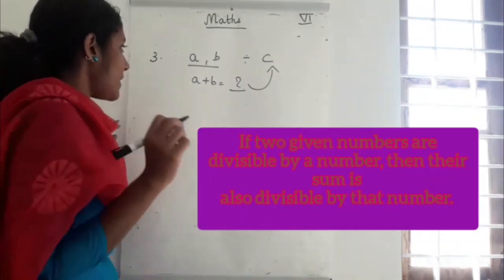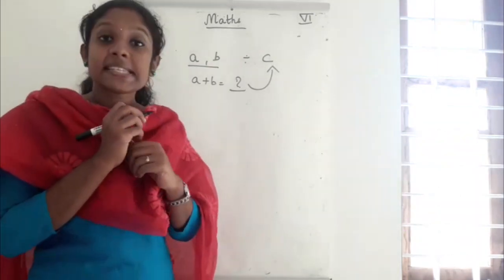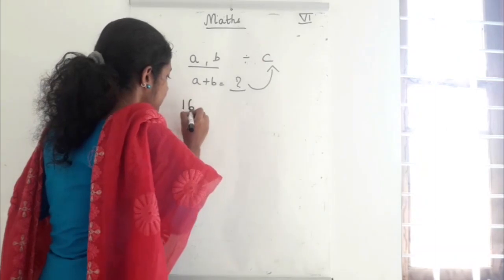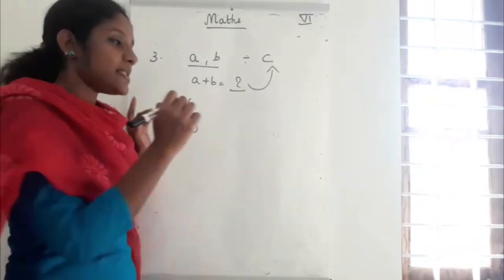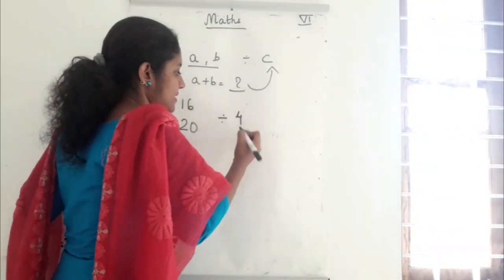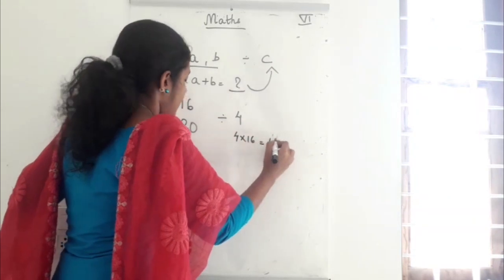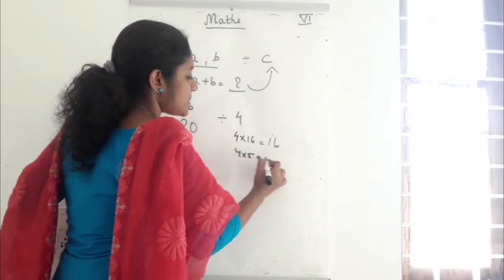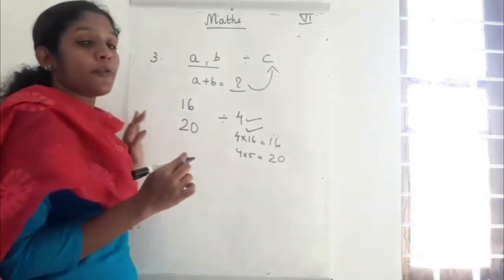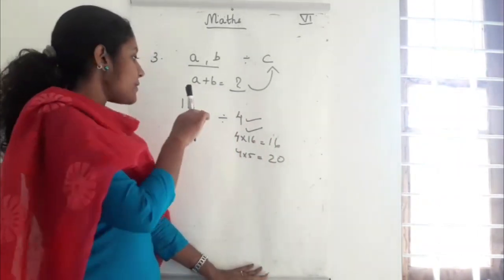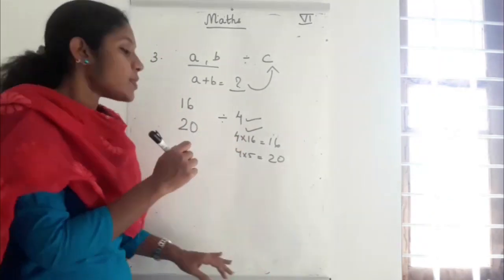We will take an example. 16 and 20 are two numbers. 16 and 20 are divisible by 4. When you look, 4 4s are 16 and 4 into 5 is 20. So 16 is divisible by 4, and 20 is also divisible by 4. According to this divisibility test, if two numbers are divisible by a number, then their sum will also be divisible.